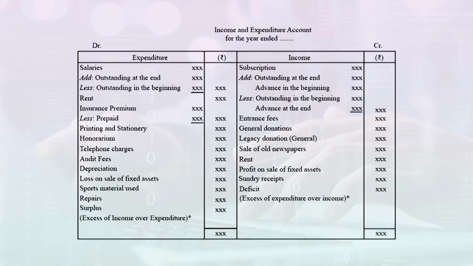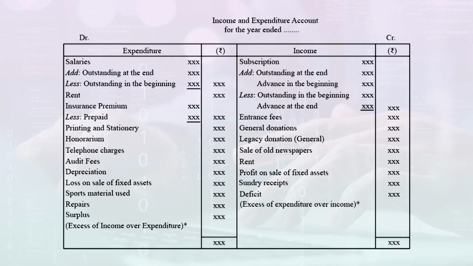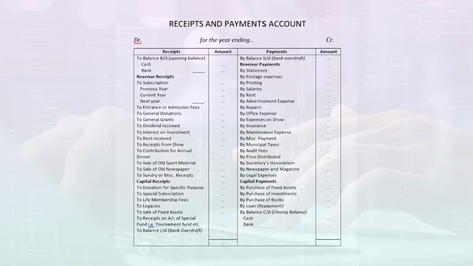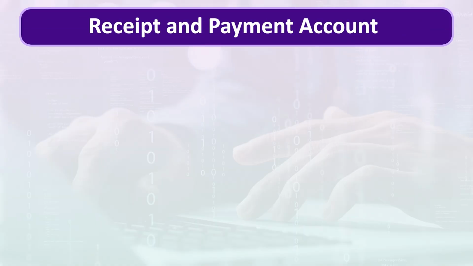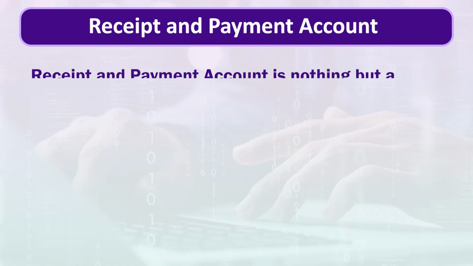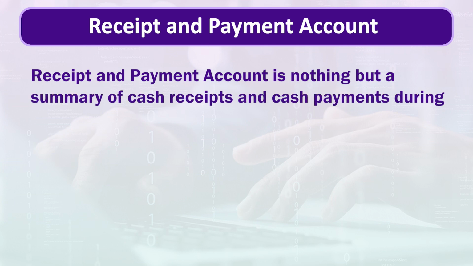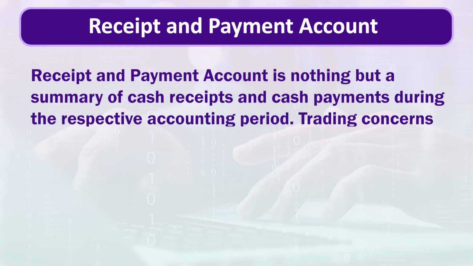The first component of annual account of non-trading concern is income and expenditure account, and the second important component is receipt and payment account. Income and expenditure account is based on accrual system, while receipt and payment account is based on cash receipt and payment irrespective of year. Let us understand about receipt and payment account. Receipt and payment account is nothing but a summary of cash receipts and cash payments during the respective accounting period.